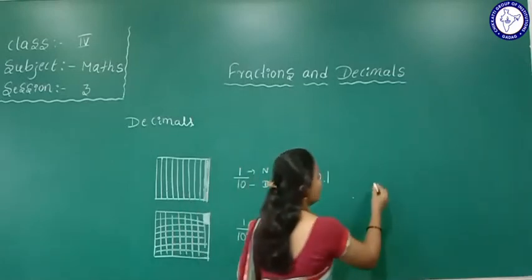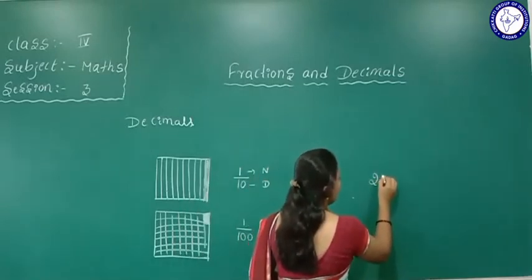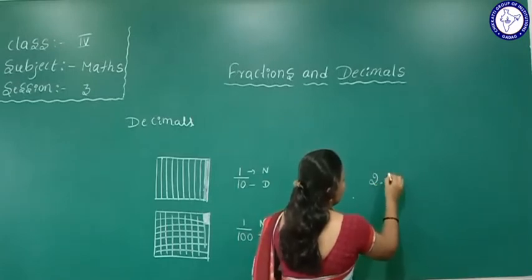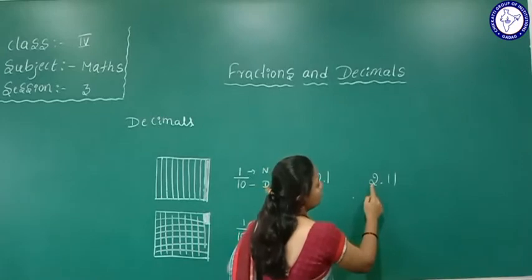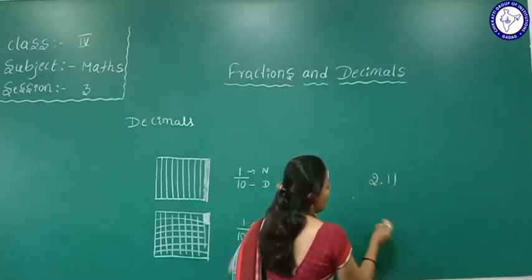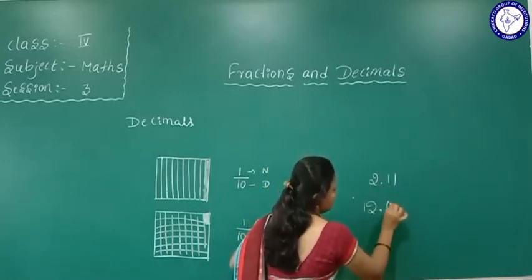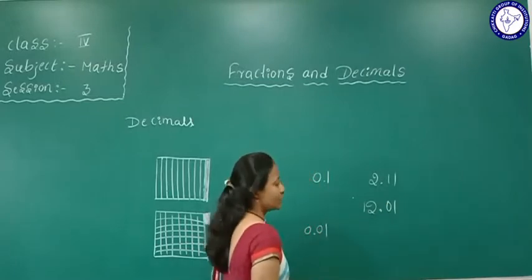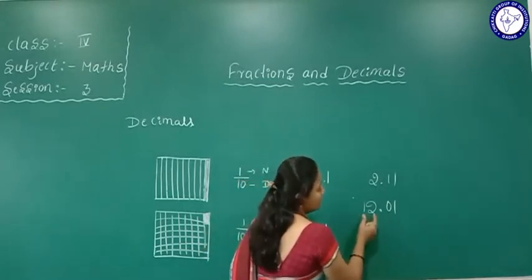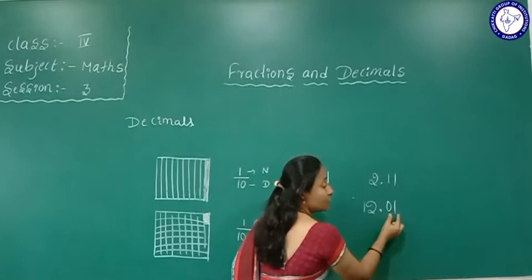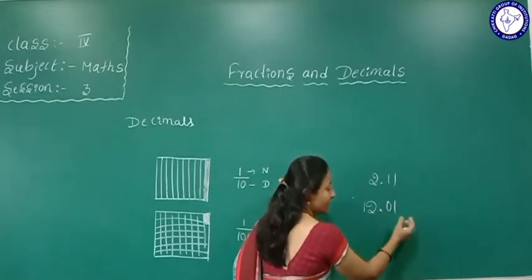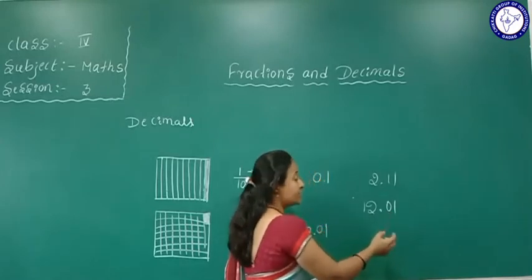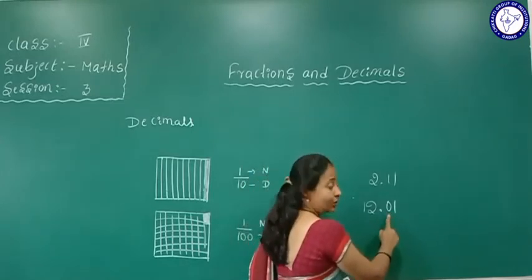If it is, we will write 2.11. So we'll write here. See here. How to read this one? 2.11. Or see this one. How to read this one? 12.01. Yes, students, after the point, the right side digits will be read separately. Don't read here like this.